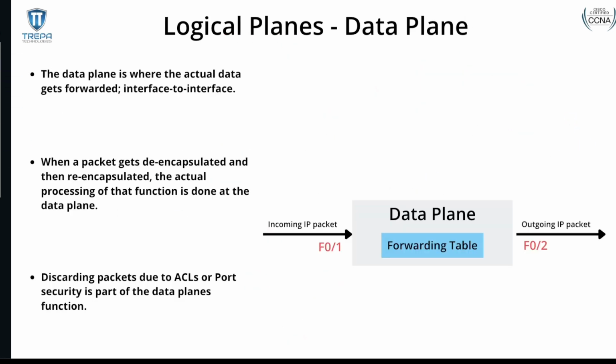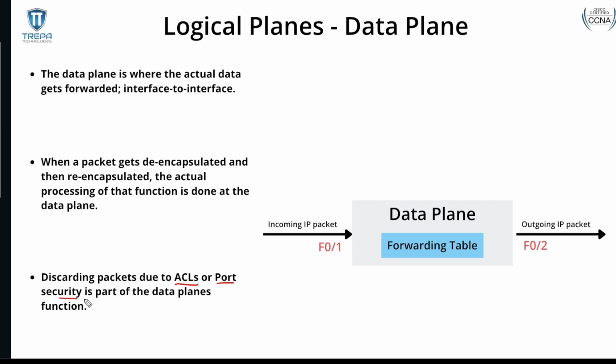Okay, now, just to further talk about the data plane. The data plane is where data gets forwarded, actual forwarding, so interface to interface. This is when a packet gets de-encapsulated and re-encapsulated. That actual process is done at the data plane, and that includes encapsulating VPN headers, 802.1Q headers. And then something else that may be a little confusing: when talking about ACLs, discarding packets due to ACLs or port security, that is also a function of the data plane.